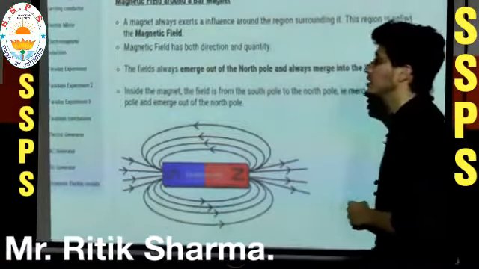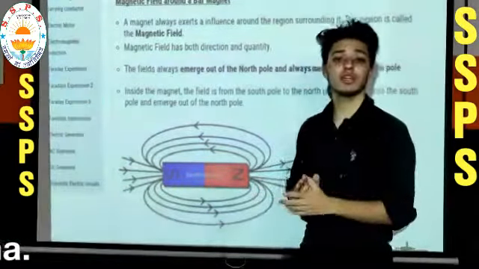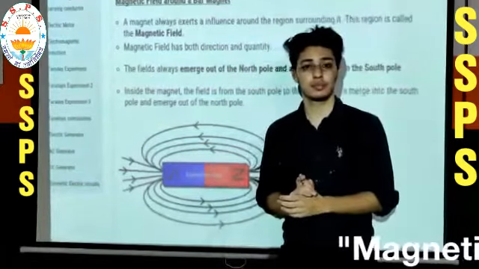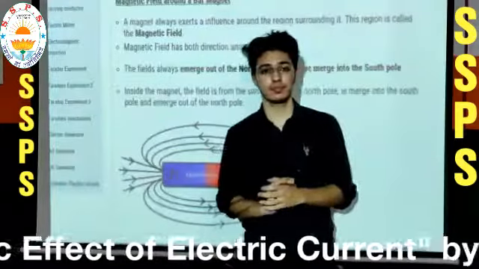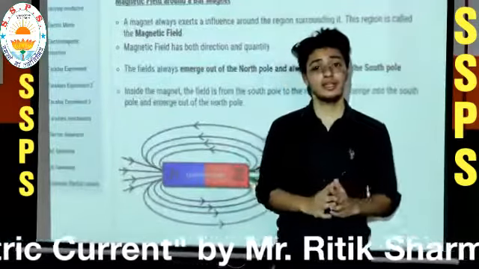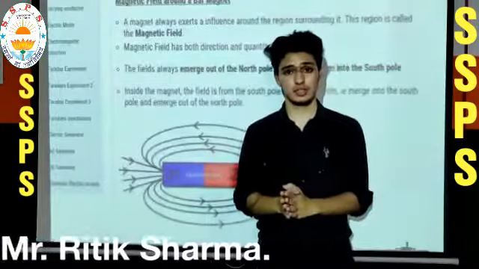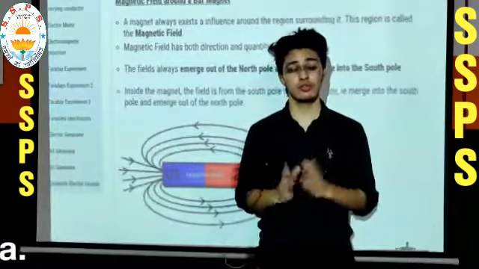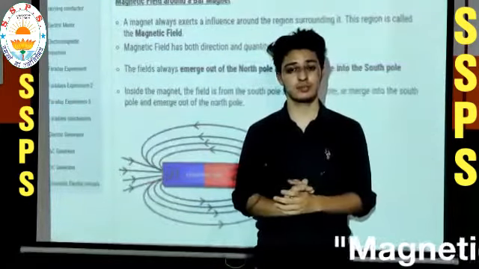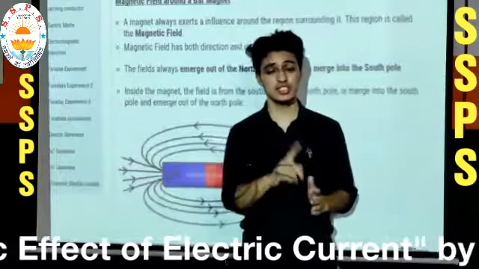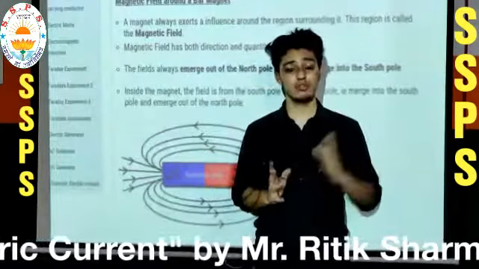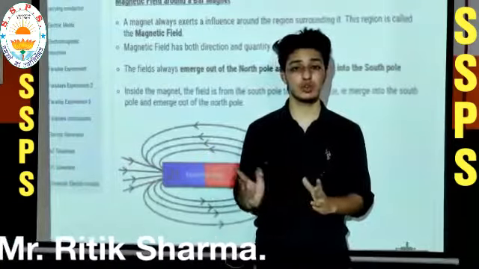We will start by studying the magnetic field of a bar magnet. So what is a magnetic field? A magnetic field is a region around a magnet within which the force of the magnet can be experienced.